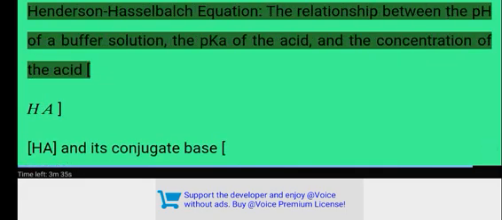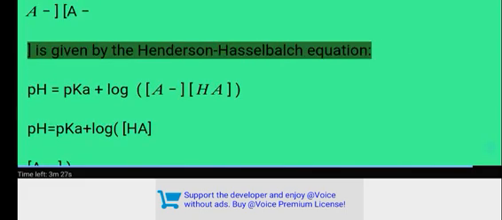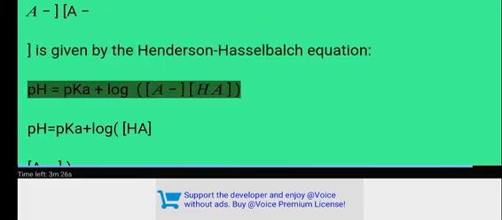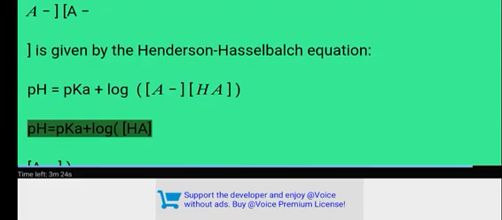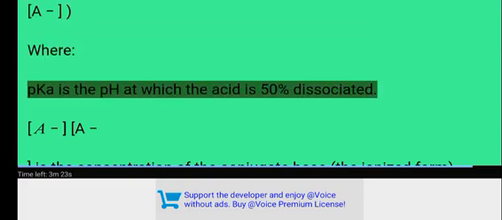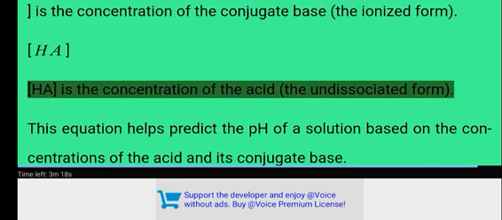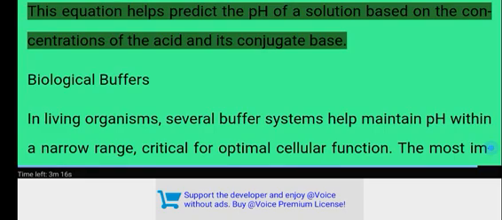Henderson-Hasselbalch equation. The relationship between the pH of a buffer solution, the pKa of the acid, and the concentration of the acid, HA, and its conjugate base, A-, is given by the Henderson-Hasselbalch equation. pH equals pKa plus log [A-]/[HA], where pKa is the pH at which the acid is 50% dissociated. [A-] is the concentration of the conjugate base, the ionized form. [HA] is the concentration of the acid, the undissociated form. This equation helps predict the pH of a solution based on the concentrations of the acid and its conjugate base.